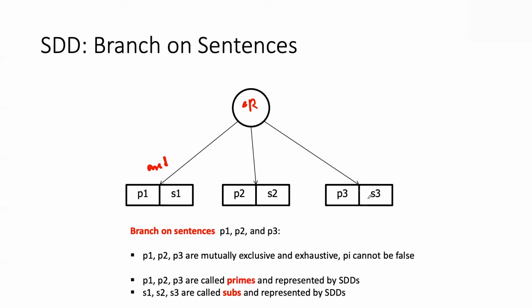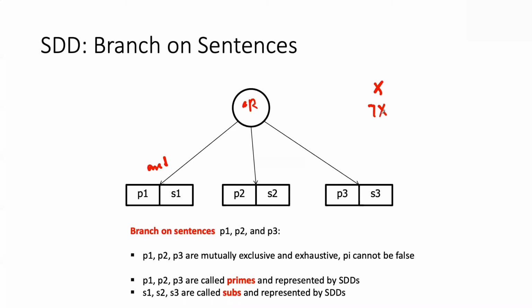And you can see how this generalizes what happens in OBDDs, because in OBDDs, we have exactly the same picture, except we only have two primes always. Let's say X and not X, right? That's it. We only have two primes. A variable and its negation, but in this case, we have arbitrary sentences.